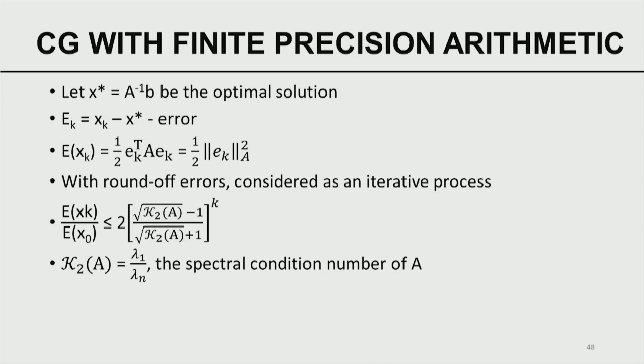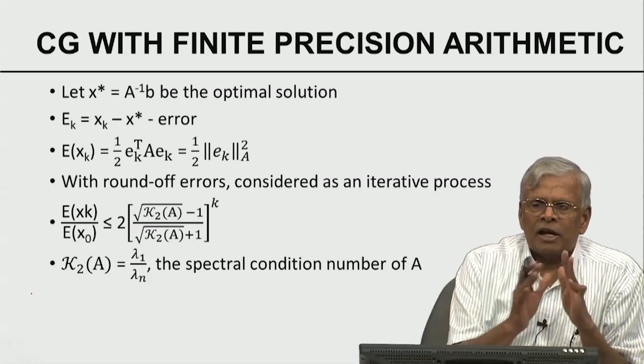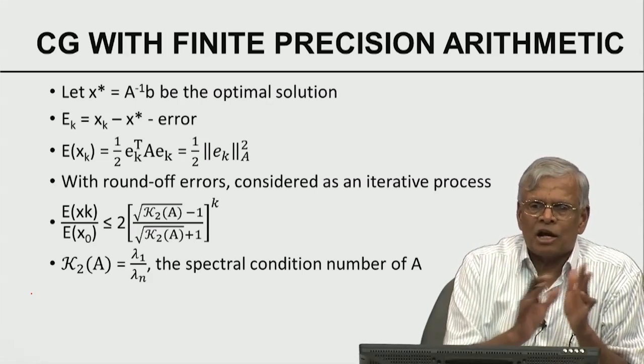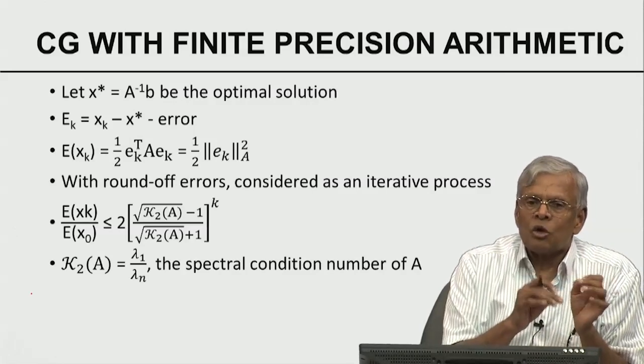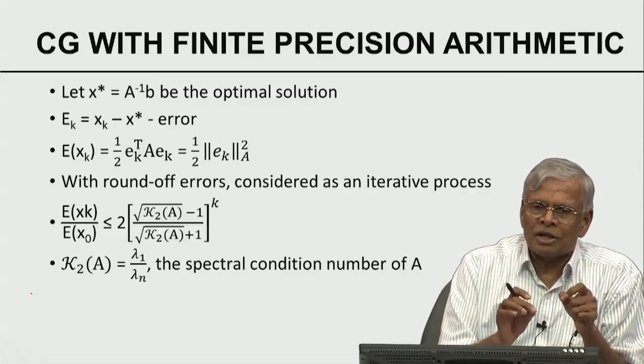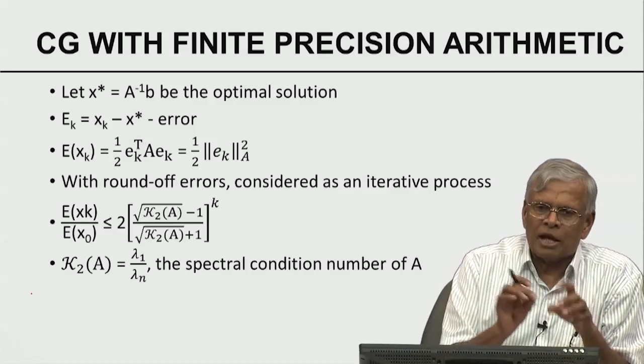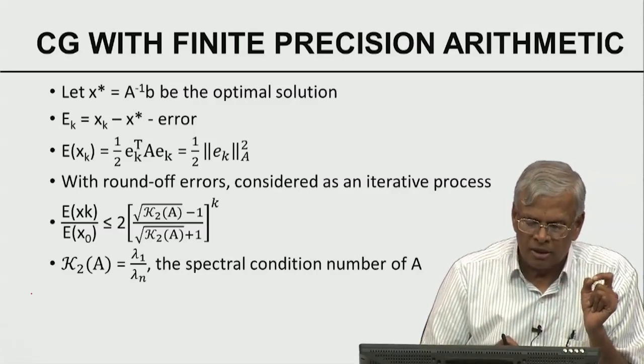So, conjugate gradient algorithm with finite precision arithmetic. Until now we talked about conjugate gradient with infinite precision. When used on real computers, because of finite precision arithmetic, we cannot check conjugacy perfectly. So, what we think of as conjugate directions are not precisely conjugate, they are only approximately conjugate directions.